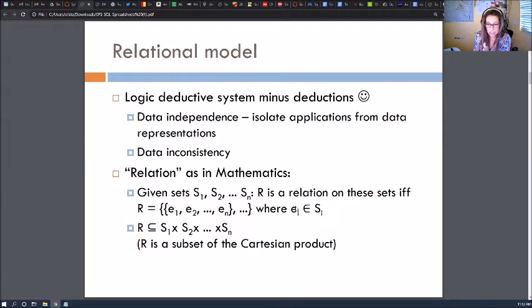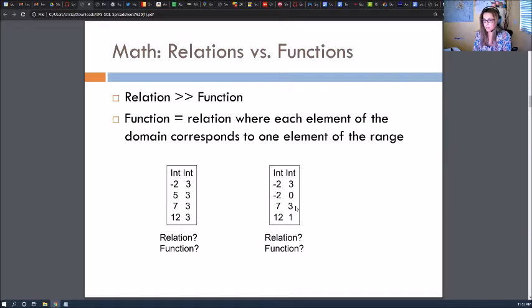It's basically the relational model. The relational model comes from relation as in mathematics. It's a set of data that relates to a set of other data. And the difference between a function and a relation, if you remember from mathematics, is that a function is a relation. So a relation can be more than a function.